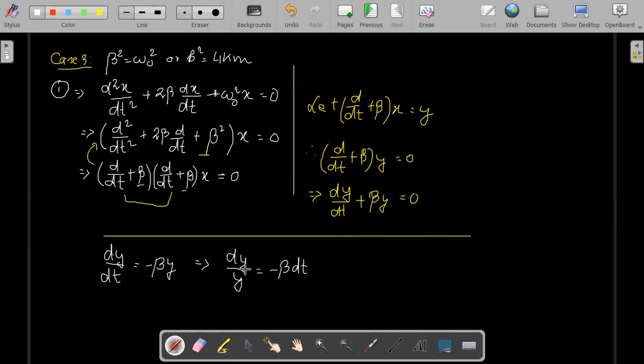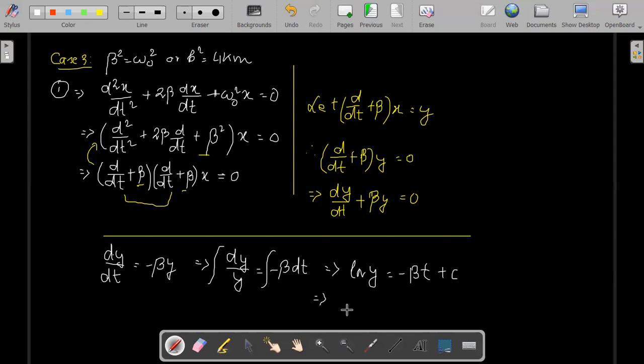I want to solve it for y, so I can integrate this on both sides. If we do that, this is nothing but log of y. Please remember this is a natural log. And this would be minus beta, we can take it out as a constant, integrate dt is nothing but t. And then, of course, we will have a constant. So let's say this constant is c.